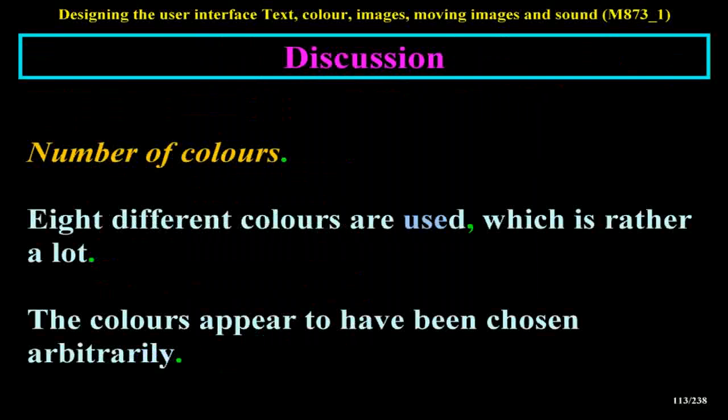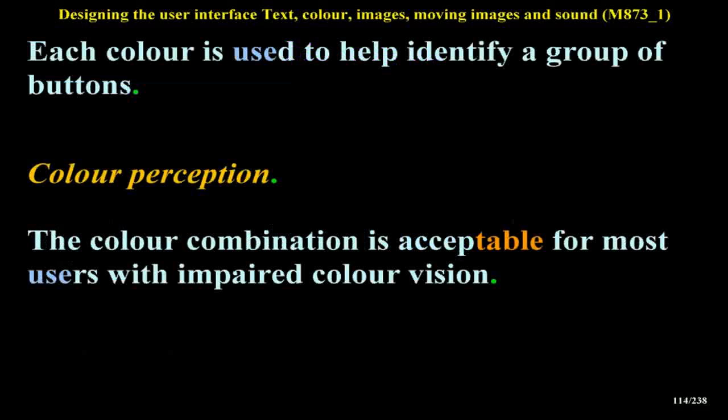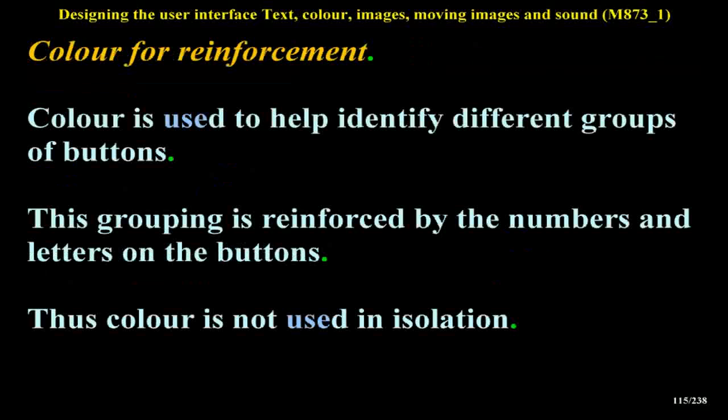8 different colors are used, which is rather a lot. The colors appear to have been chosen arbitrarily. Each color is used to help identify a group of buttons. Color perception. The color combination is acceptable for most users with impaired color vision. Color for reinforcement. Color is used to help identify different groups of buttons. This grouping is reinforced by the numbers and letters on the buttons. Thus color is not used in isolation.